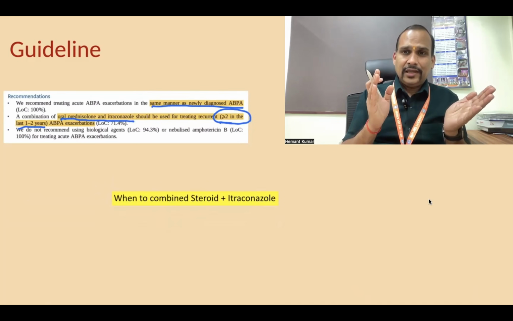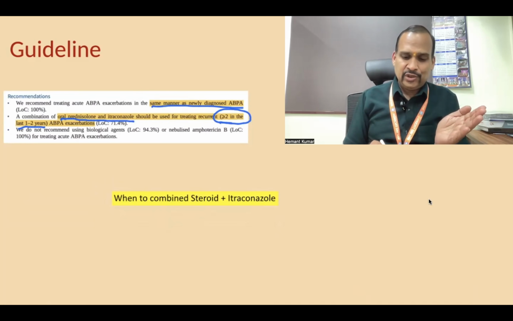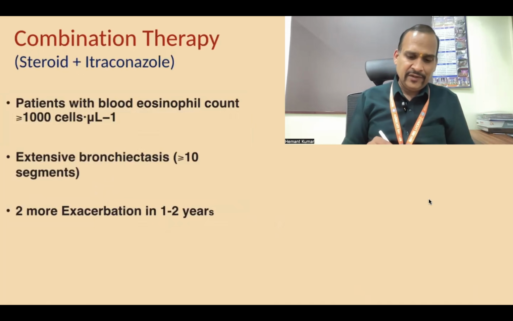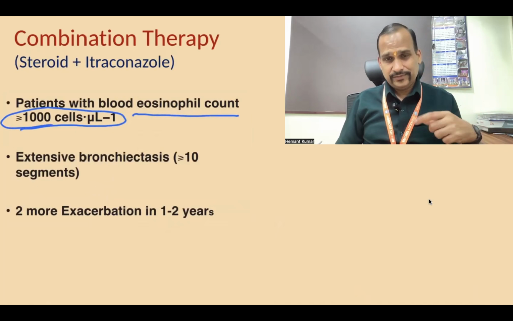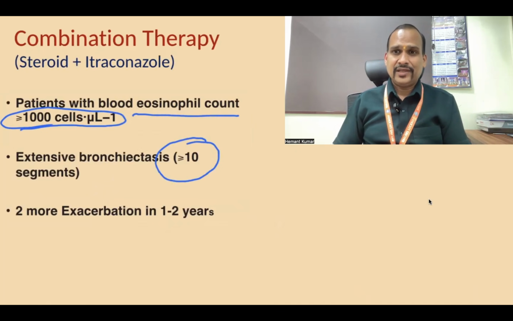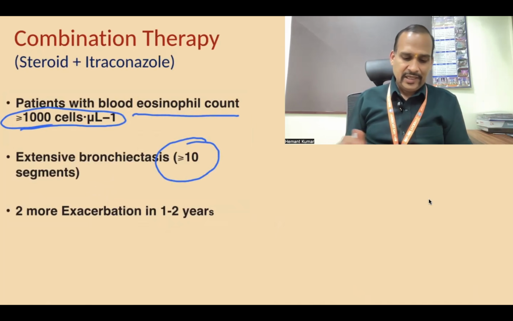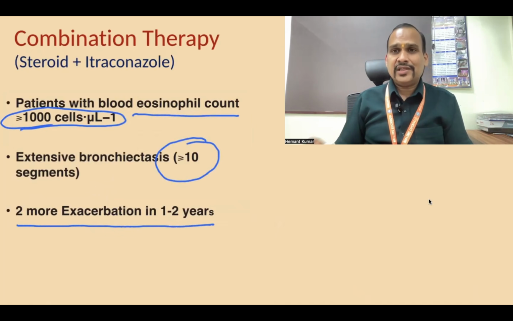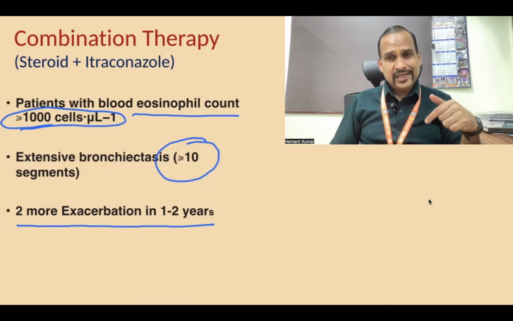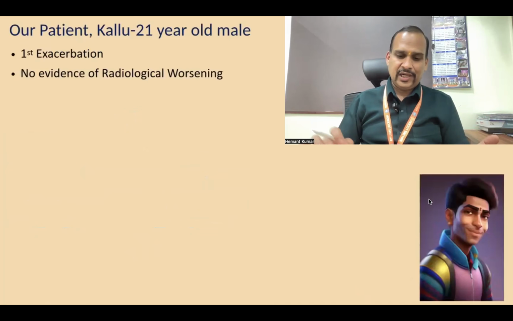So what is the indication for combining this treatment, steroid and itraconazole? When to combine these two? What does guideline say? If the patient is having blood eosinophil count more than 1000, then you have to treat with both steroid plus itraconazole. If there is extensive bronchiectasis, means involvement of more than 10 segments, then we have to combine these two treatments. If the patient is having two or more exacerbations in 1 to 2 years, then we have to combine these two modalities, steroid with itraconazole. So these three indications are there to combine steroid with itraconazole.